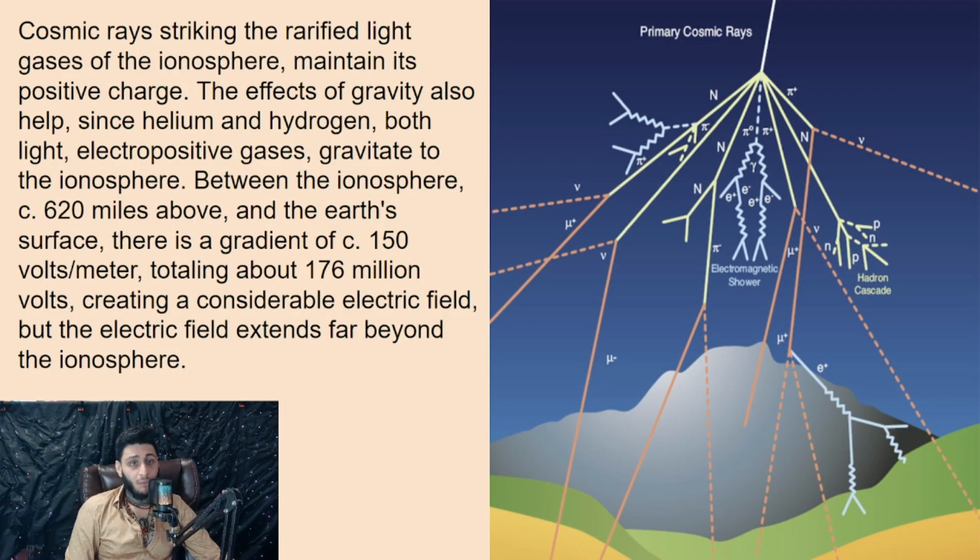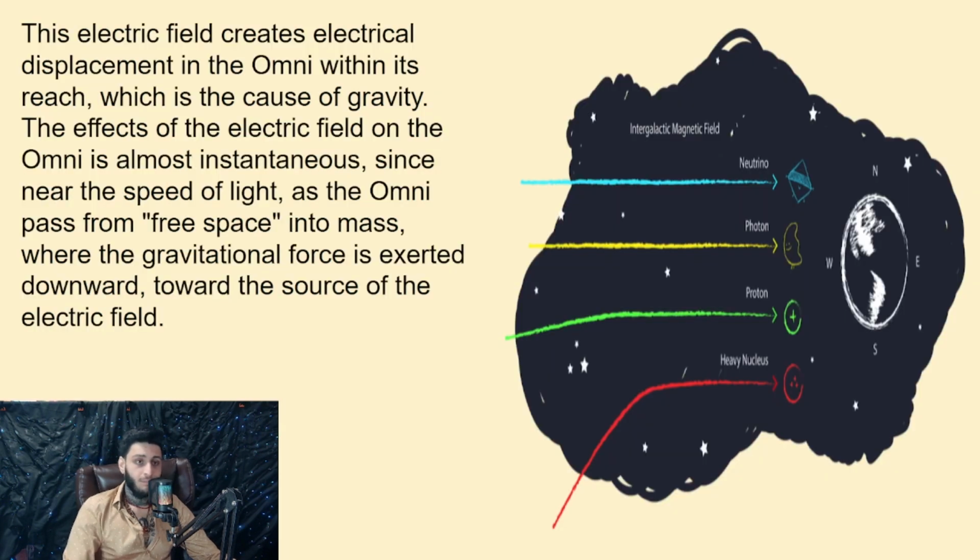Cosmic rays striking the rarefied light gases of the ionosphere maintain its positive charge. The effects of gravity also help, since helium and hydrogen, both light electropositive gases, gravitate to the ionized sphere. Between the Earth and the ionosphere, 620 miles above the Earth's surface, there is a gradient of 150 volts per meter, totaling about 176 million volts, creating a considerable electrical field. But the electric field extends far beyond the ionosphere.